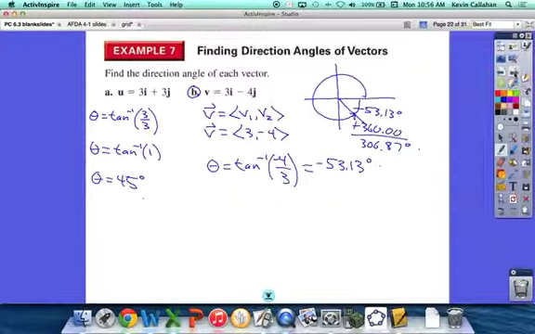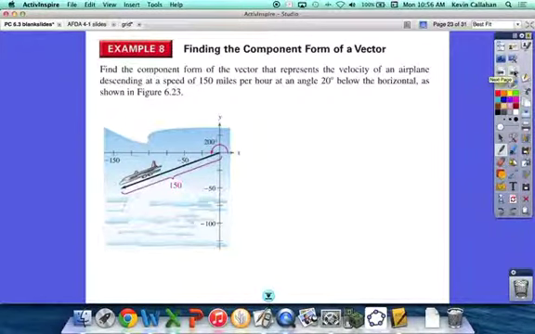So now we've got 3 word problems. Find the component form of a vector that represents the velocity of an airplane descending at a speed of 150 miles an hour at an angle of 20 degrees below the horizontal, right? There's the picture. So it says find the component form. So right now, the form that we're going to have to use is like this. We're going to have to use V equals the magnitude of V times the cosine of theta, sine of theta.